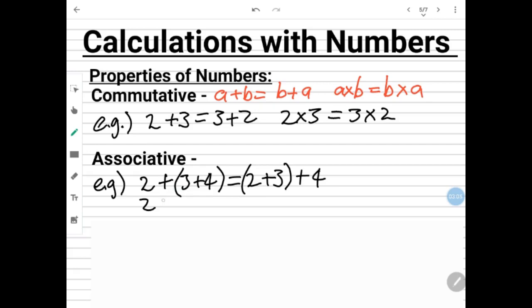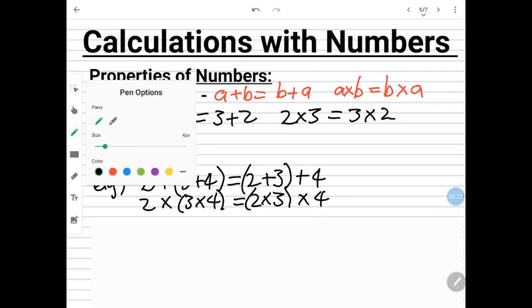Let's use the same numbers. 2 times (3 times 4) would then be the same as (2 times 3) times 4. Right, let's see what's the answer. 3 times 4 is 12, times 2, 24. Right? And on this side, 2 times 3 is 6, times 4 is 24. So it doesn't matter which way around, the answer is still 24.